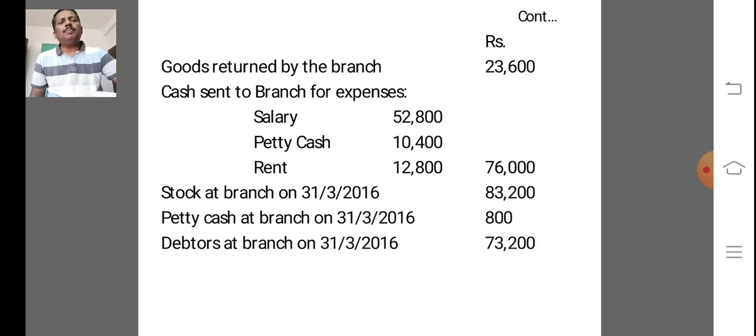Next, stock at branch on 31/3/2016 83,200. Petty cash at branch on 31/3/2016 800. Debtors at branch on 31/3/2016 73,200.